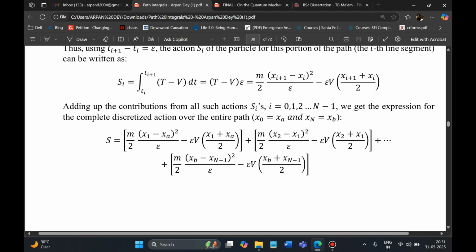First you put i equals 0. Then it will be x1 minus x0, right? x0 is basically xa. Then for i equals 1 and so on, and finally you will do it for i equals n. So for i equals n, you will get xn plus 1 minus xb, because xn is the same as xb, the final point. So I have written xb minus xn minus 1, because ultimately it is whole squared, so whether you write a minus b whole squared or b minus a whole squared doesn't really matter, right?